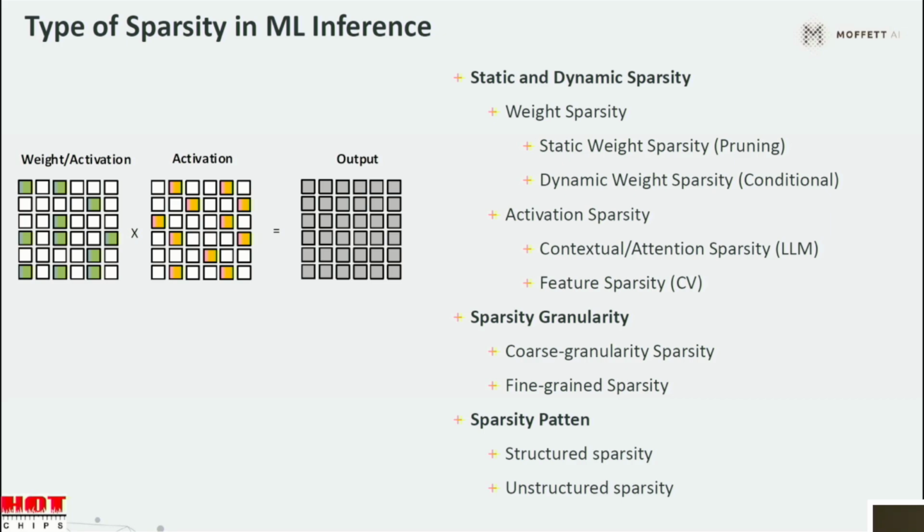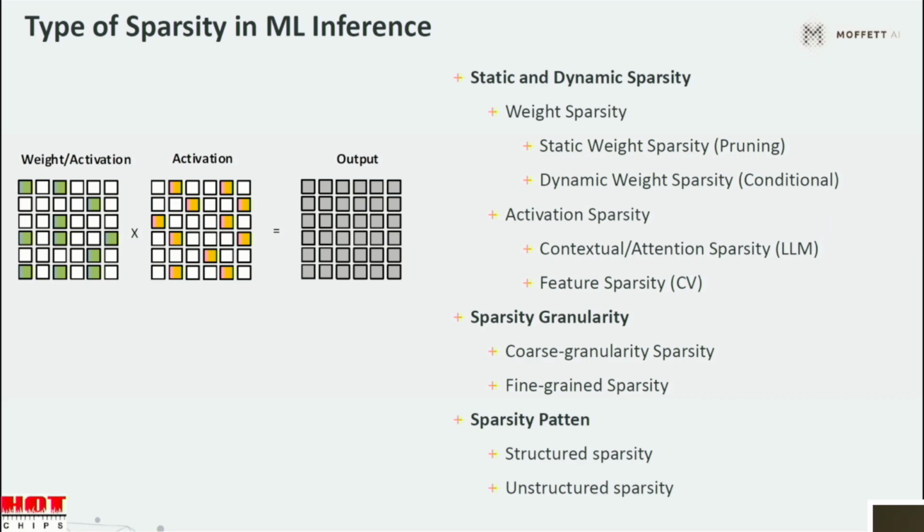And also for computer vision applications, there's feature sparsity. Basically, in an image input, if you have an object, the other parts of the matrix or input besides that object can be ignored. And these are the different types of sparsity: static, dynamic, weight, and activation.